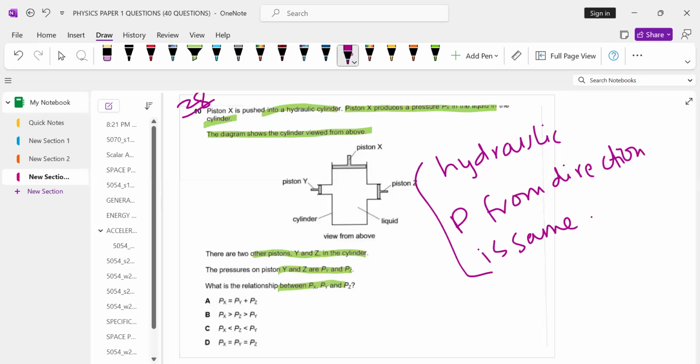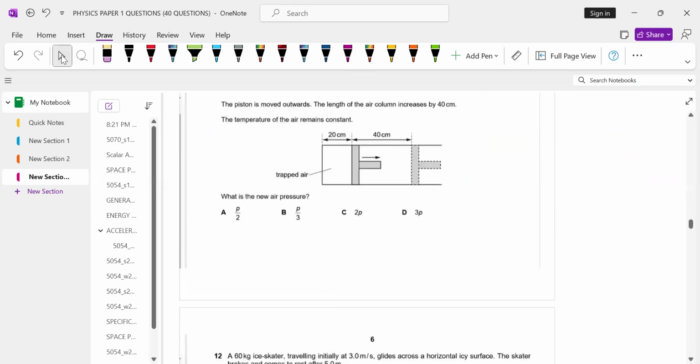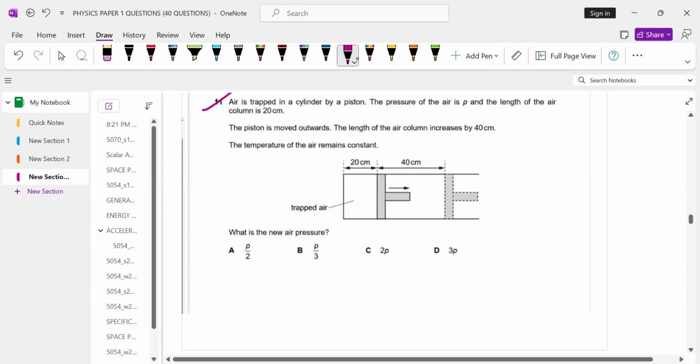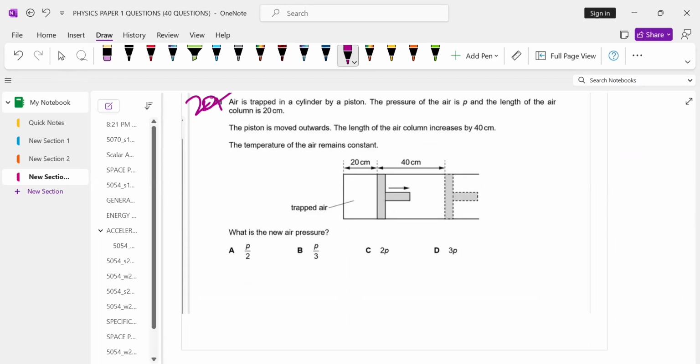According to this statement, option D is correct for question number 28. Question number 29 says, air is trapped in a cylinder by a piston. So the piston has trapped the air. The pressure of the air is P and the length of the air is 20.